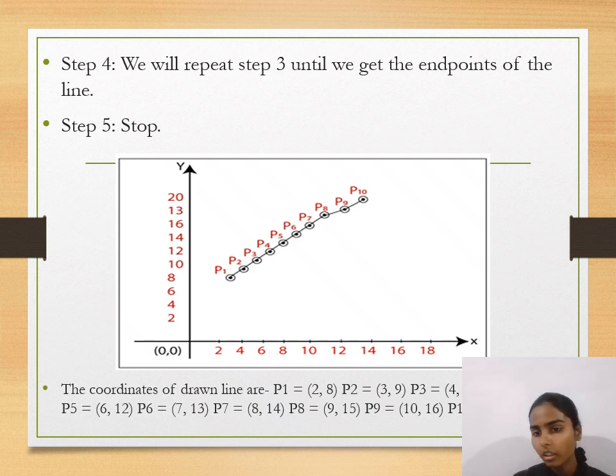Then we stop the algorithm, and in the graph we have explained the 10 steps, meaning 10 points that we get. In the graph we have the coordinates to draw the line: p1, p2, p3 up to p10. In x we have the value of x, and in y we have the value of y. When we get the endpoint at p10, 11 comma 17, we have reached the endpoint. Until we find the endpoint, we repeat the algorithm.